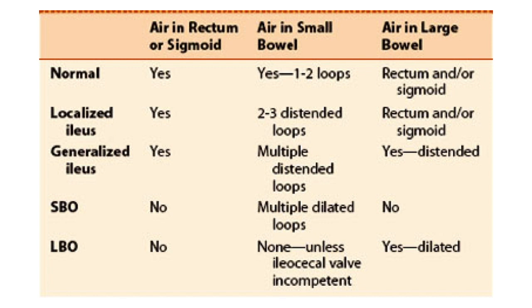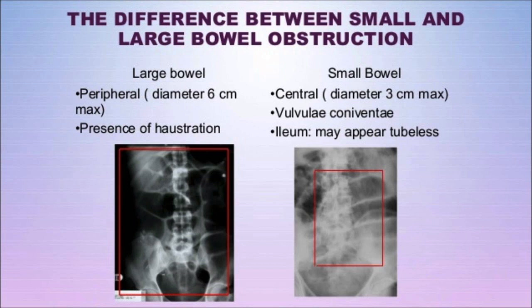Then we jump to the other 2 views: supine and erect. The supine view is to see the location of the bowel. In case of the large bowel, they are peripheral, and the diameter is up to 6 centimeters maximum, and they have the presence of haustra. In case of small bowels, they are central, and the diameter is up to 3 centimeters maximum, and they have the presence of valvulae conniventes. Okay, that's the supine view.